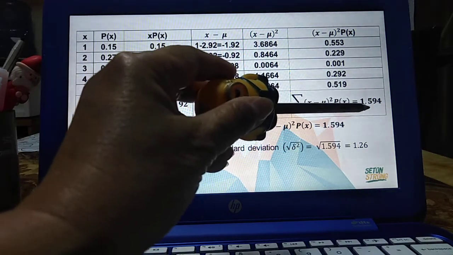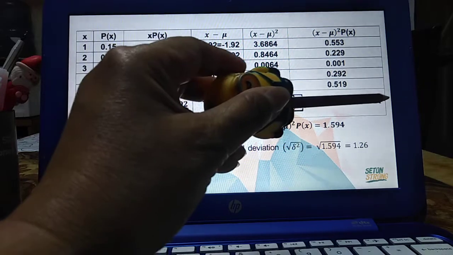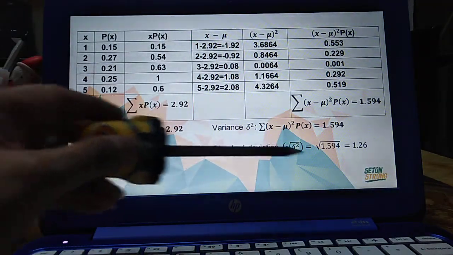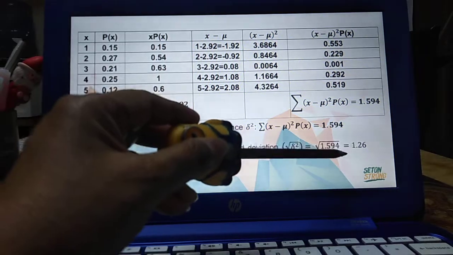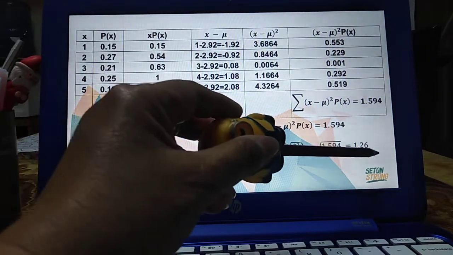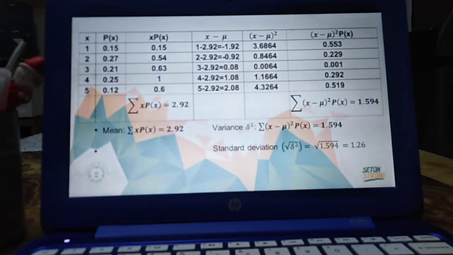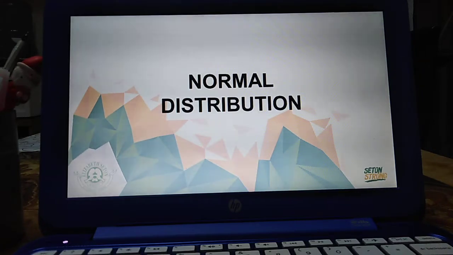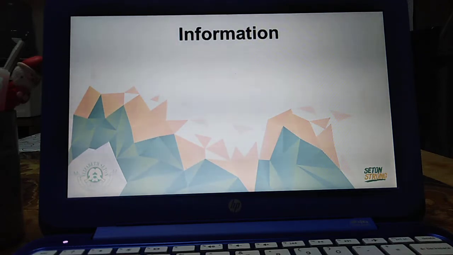1.594 is now our variance. And to get the standard deviation, we only get the square root of the variance, which is 1.26. Therefore, our mean is 2.92, our variance is 1.594, and our standard deviation is 1.26. Okay, so we go now to our next lesson, the normal distribution.